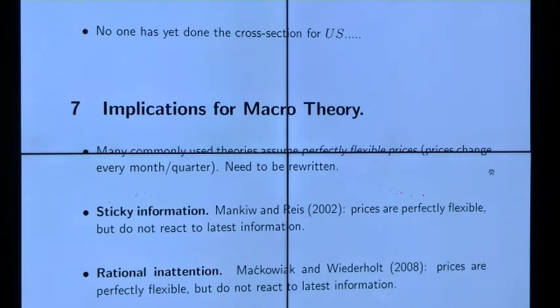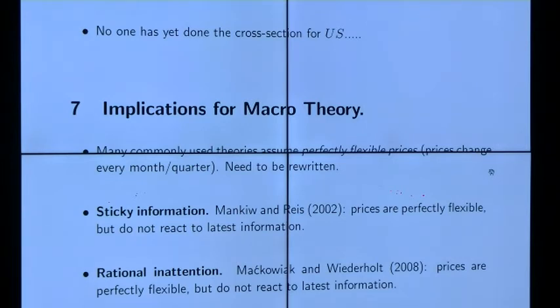Okay, now no one's yet done the cross-section for the US, so hopefully they will do soon. It'd be nice to see that done. I've done it for the French data, for the Eurozone and UK data, and it'd be nice to do it for Chinese data too.